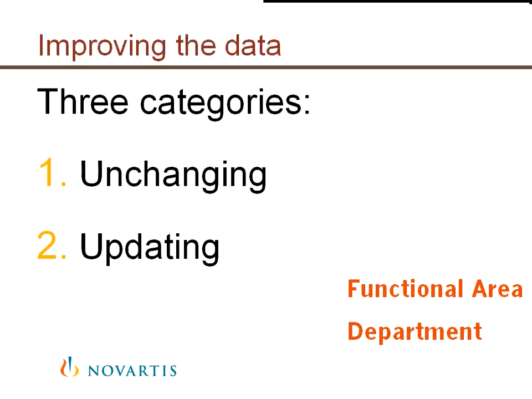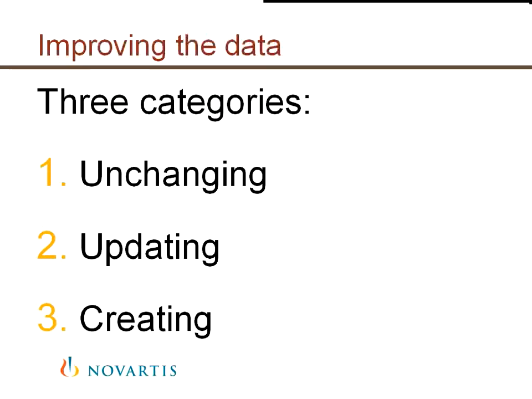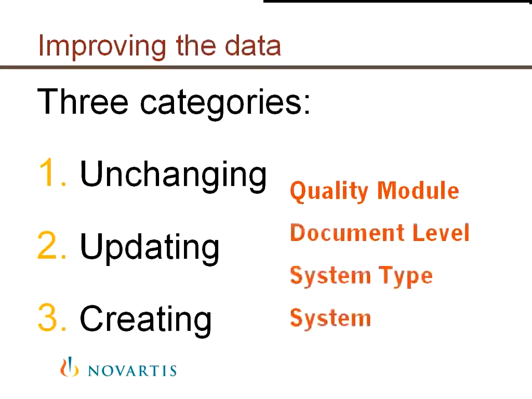Finally, there are new attributes being created. They are quality module, document level, system type and system, and parent documents. We'll show you these in a few minutes also. But first, let's turn to the attributes that we're modifying slightly, starting with class type and subtype.